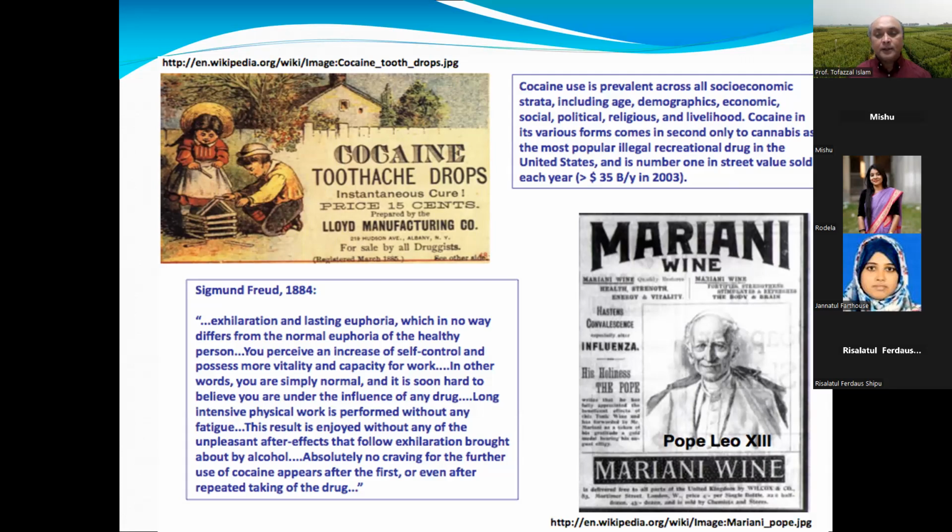Very early days, even a couple of hundred years ago, people commercialized cocaine, and they used it in toothache drops. If you have a toothache, then that drop works. Also in wine, they used cocaine, and cocaine obviously has a powerful neurostimulating effect. But the biggest problem associated with the use of cocaine is that people can become addicted, and it is illegal as a drug, but it can be used as medicine in limited doses.